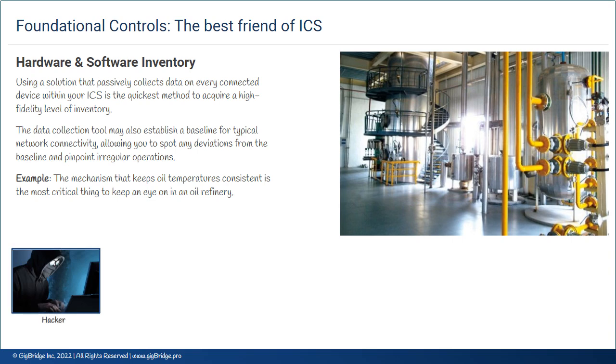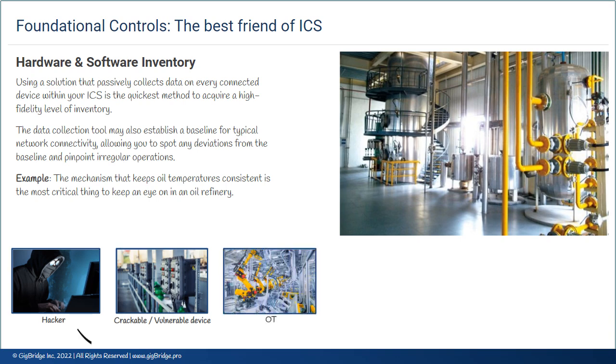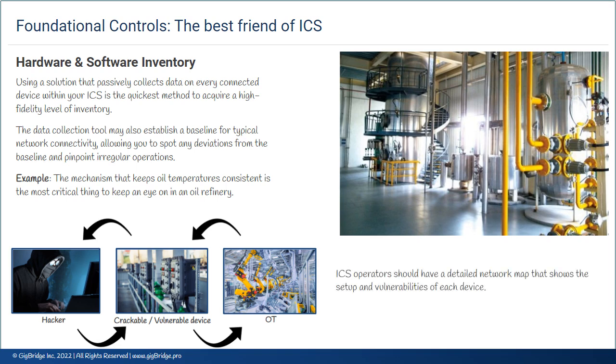An internet-connected device is used by a hacker to gain access to an email server. How do they get from the email server to the person they're trying to reach? The hacker must take a trail from IT to OT to reach their target, using crackable, weak equipment as stepping stones. That's why ICS operators require a detailed network map that shows the setup and vulnerabilities of each device. You can use this data to ensure that a conduit is in place to prevent hackers from accessing your most sensitive zones and assets.